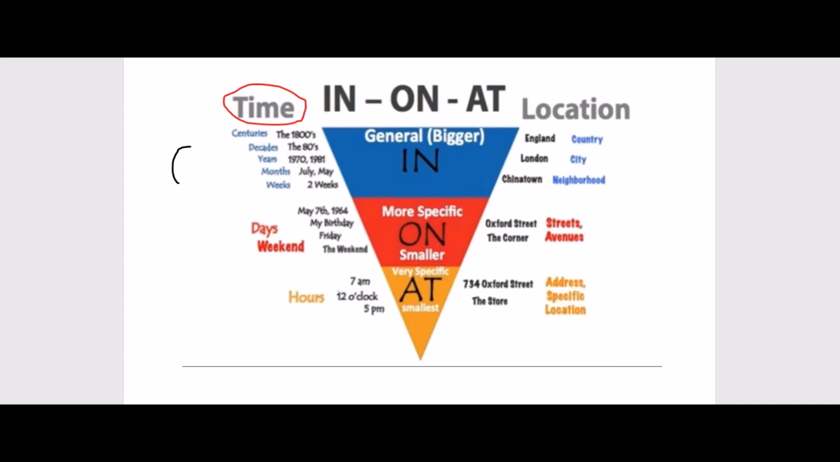Then on is a little smaller, so it's more specific. That's when we do birthdays or dates, or days of the week: on Friday, on the weekend. And then at is the smallest, so it's very specific. We use at for specific times: at 7 o'clock, at 12 o'clock, at 5 p.m. I like this picture because it helps you remember: in, on, at, big, smaller, smallest.